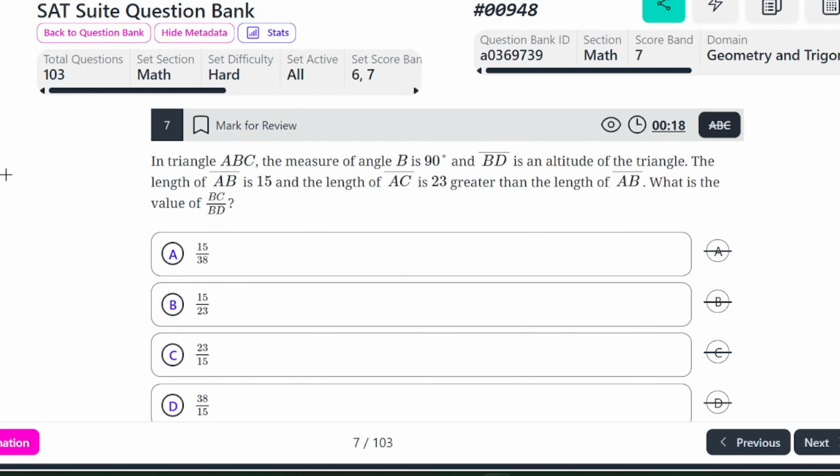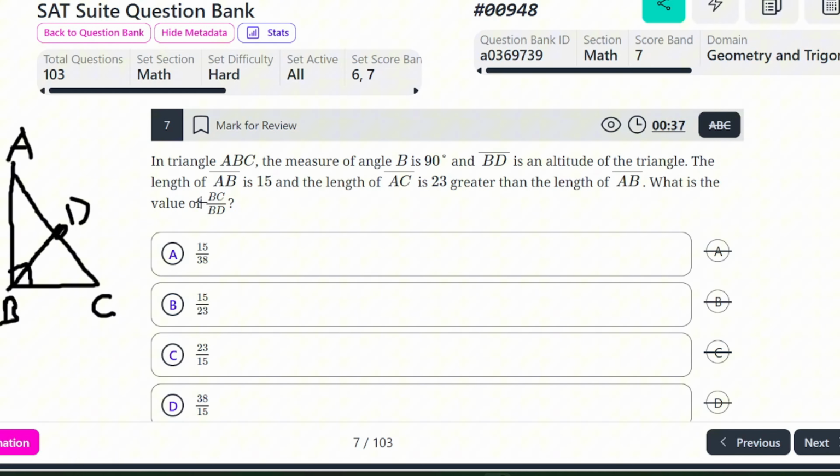Okay, so for question 7 here. In triangle ABC, the measure of angle B is 90 degrees. Let me just label the triangle here. And BD is an altitude. We can construct a point D here. And the length of AB is 15, and the length of AC is 23 greater, so that means it's going to be 38. Now we're trying to find the value of BC over BD.